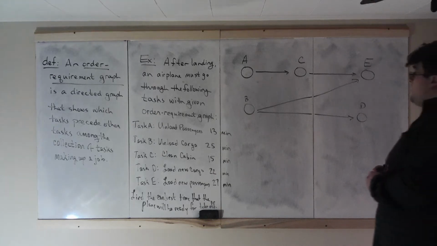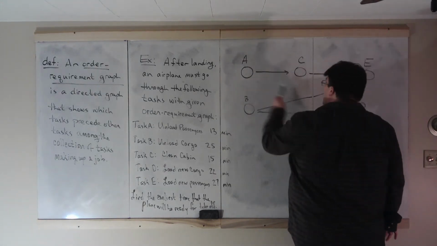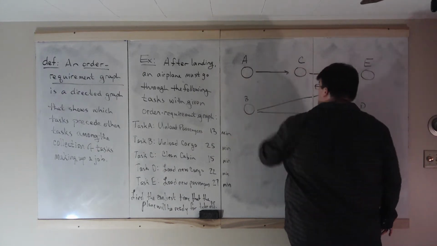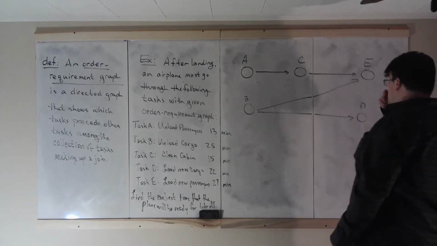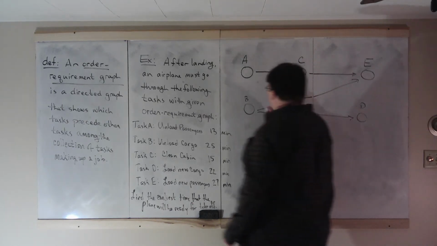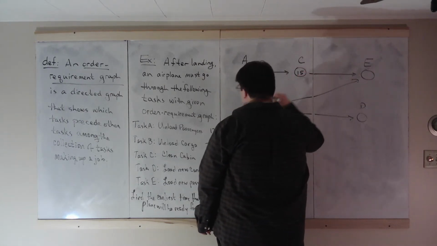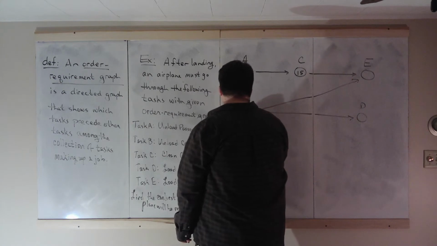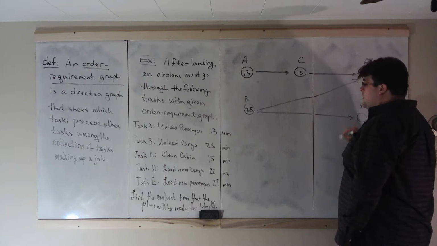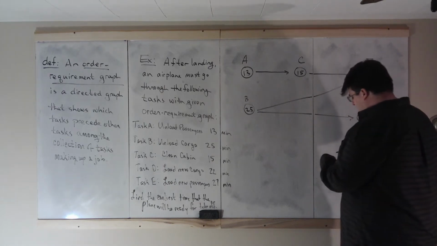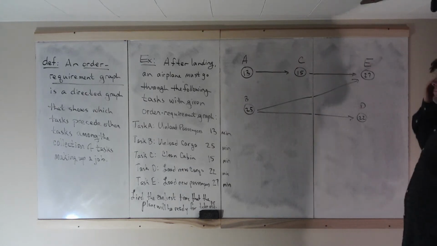In the order requirement graph, I'm going to label them with large dots because I'm going to put the time in these dots. Task A, we're given, happens before task C, which happens before task E, meaning task A must be completed before task C can be started. So we're going to fill in the times here. A is 13 minutes, B is 25 minutes, C is 15, E is 27 minutes, and D is 22 minutes. Our goal is to find the earliest time that all of these tasks will be completed.